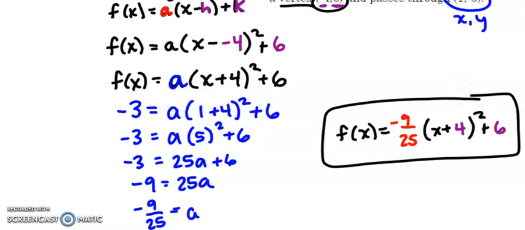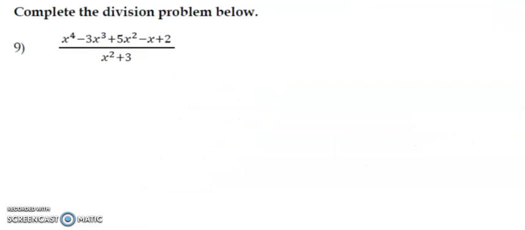So remember with vertex form, if you were given an equation, you could complete the square to get vertex form. In this case, we had to build a vertex form based on 2 coordinate points provided for us.